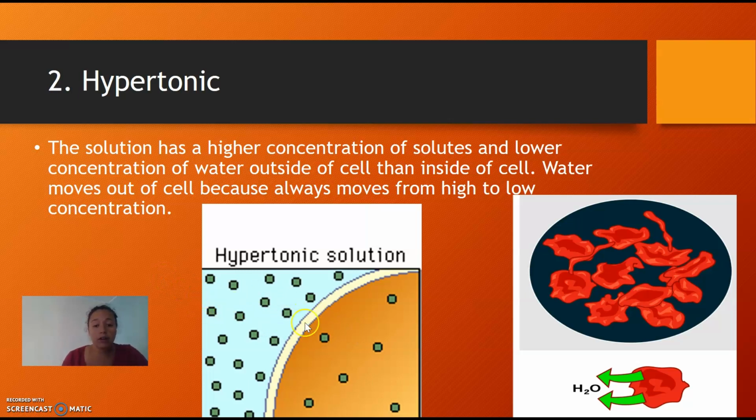Oh, I'm sorry, here. That means inside the cell, this is inside, by the way, this is outside. So inside the cell, you have fewer solutes, so that means you have more water. And then out here you have less water and more solutes. So the water's going to be like, boop, I'm out of here. And an example of this occurring would be dehydration.